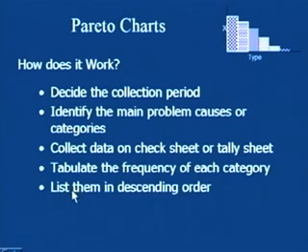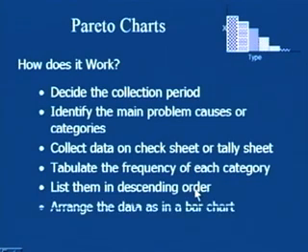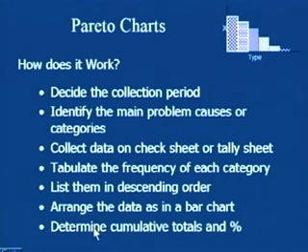All the categories we list in the descending order. We arrange the data as in the bar chart, as I mentioned earlier, as in the histogram. Determine cumulative totals and percentage. After determining the cumulative totals and the percentage, we can find out the various values and we can plot the cumulative curve over the Pareto chart.